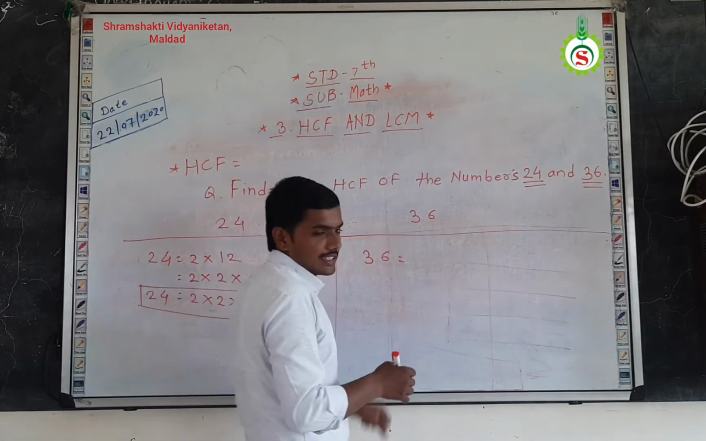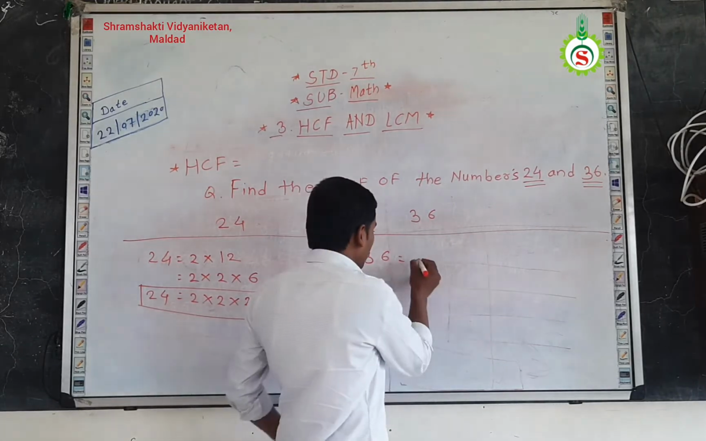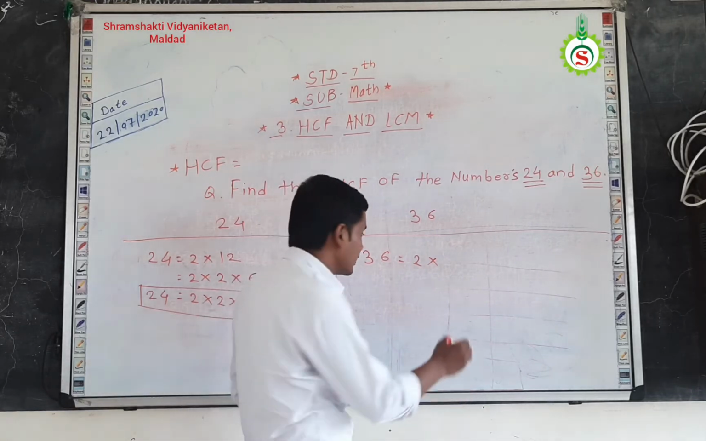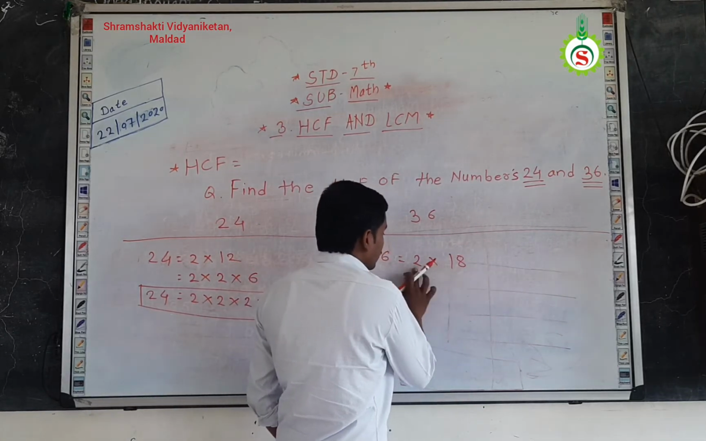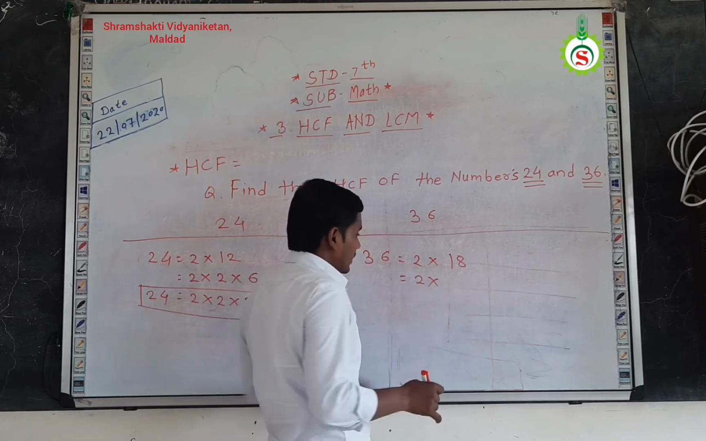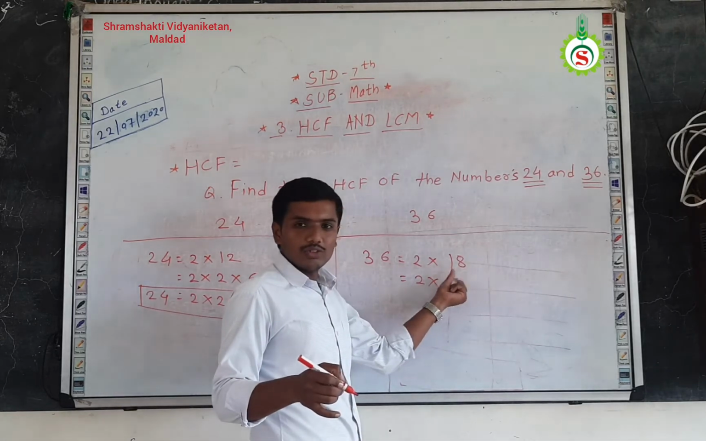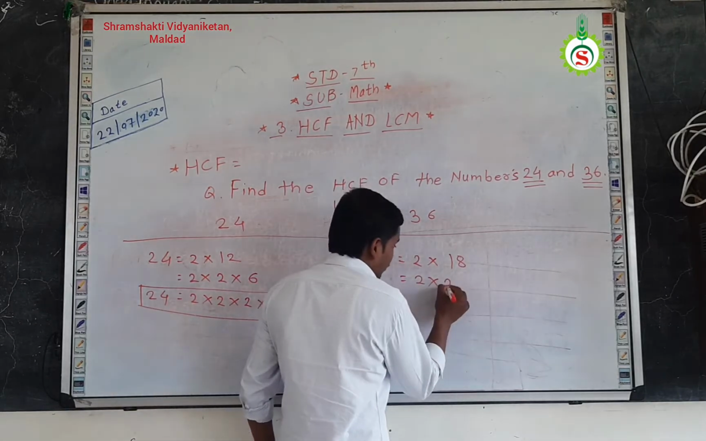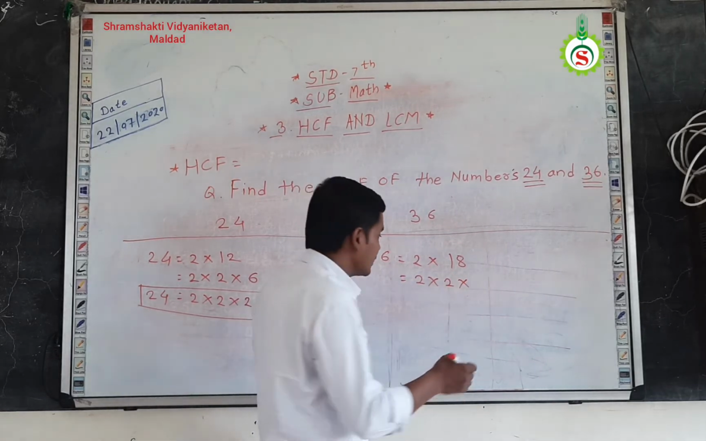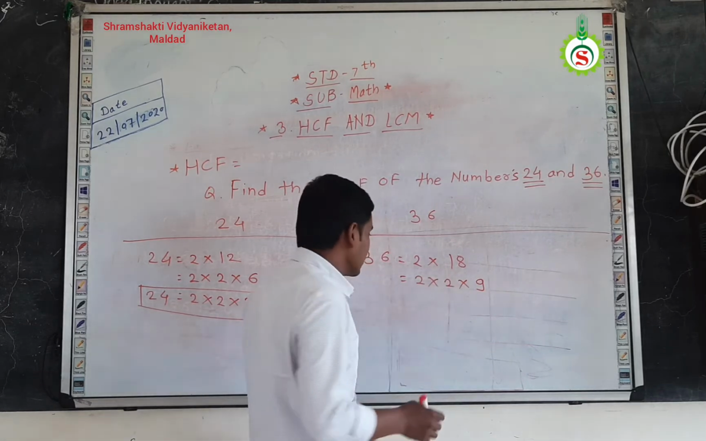Now for the 36, which is the smaller number which will divide 36? Obviously 2. If I divide 36 by 2, what will be the answer? Obviously 18, 18 2's are 36. Now that 2 is not divisible, but that 18 is divisible by another number. Which is the smaller number which will divide 18? Obviously 2. If I divide 18 by 2, what will be the answer? 9 is the answer. 9 2's are 18.